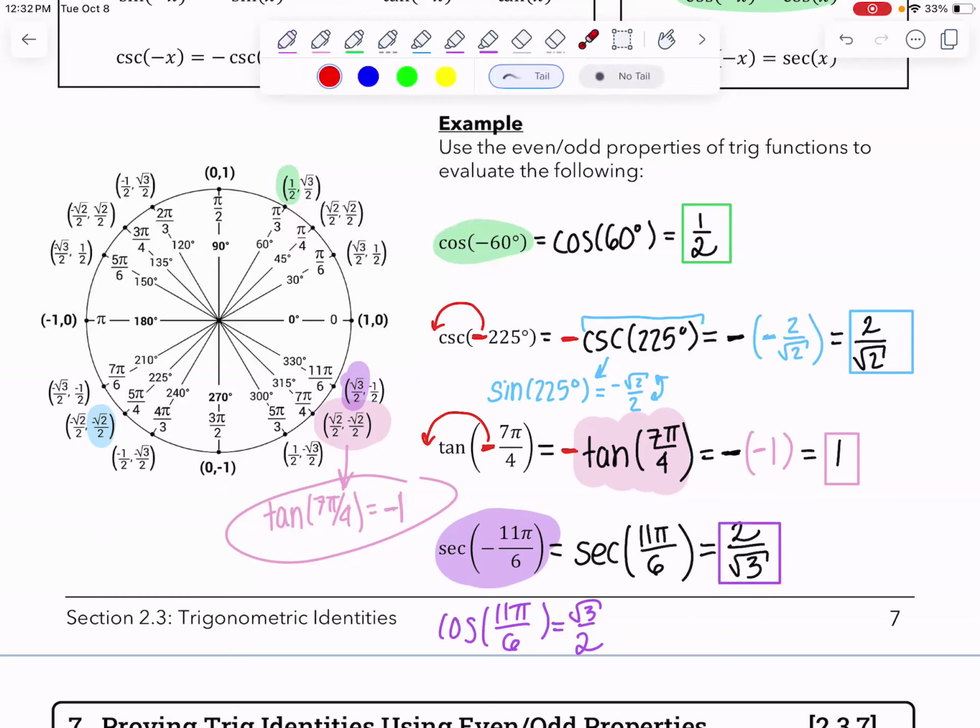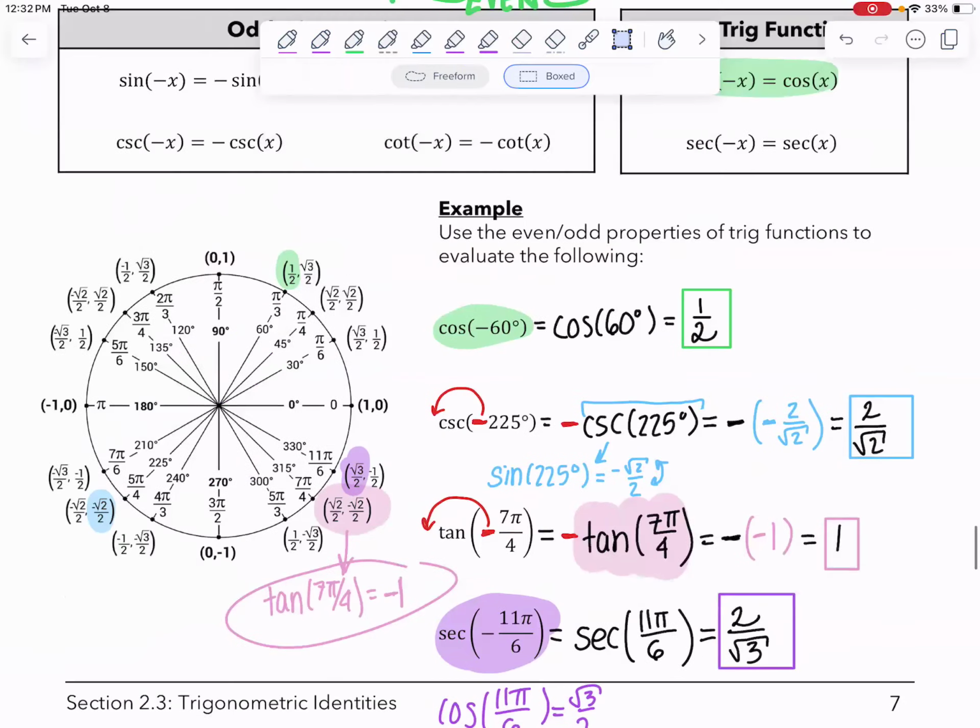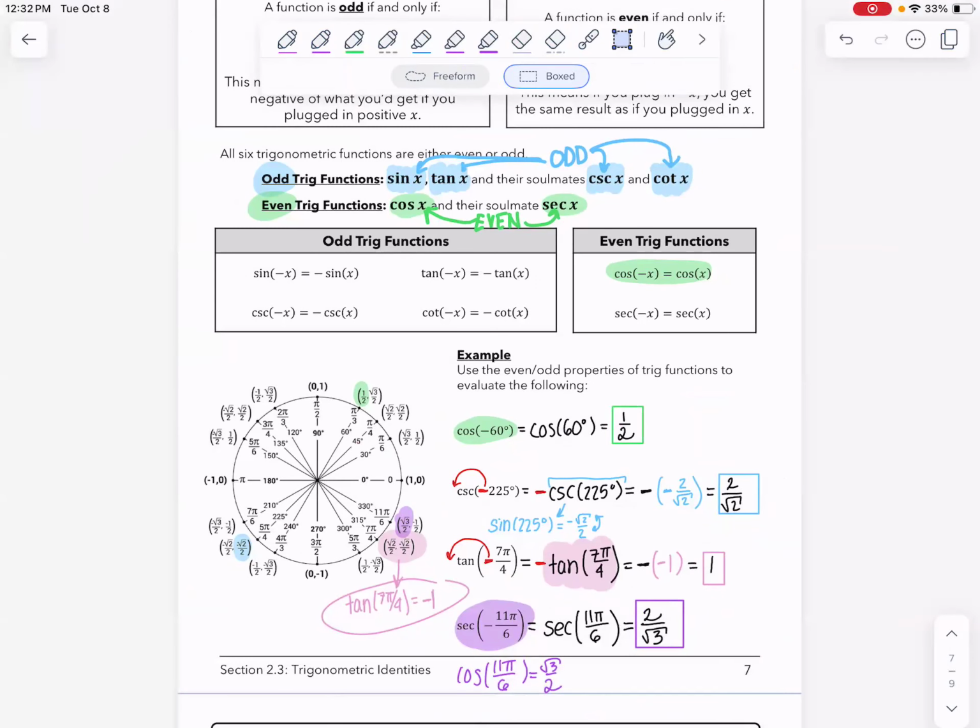And indeed, negative 11 pi over 6 would take you all the way to this spoke right here. You would be looking at the flipsy-flu of the x value. The x value is square root 3 over 2. So indeed, they are the same. You get the same answer either way. All right, so those are the even and odd properties of the trig functions. Those are how those properties work.